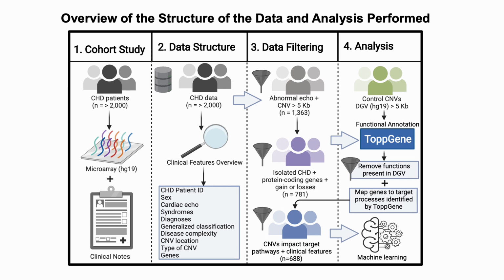In order to remove functions that might not be particular to congenital heart disease, we used control data from DGV dataset, also known as the database of genomic variants, and we focused on CNVs that are greater than 5 kilobases long. The remaining functional annotations we then inputted into our machine learning along with clinical features.